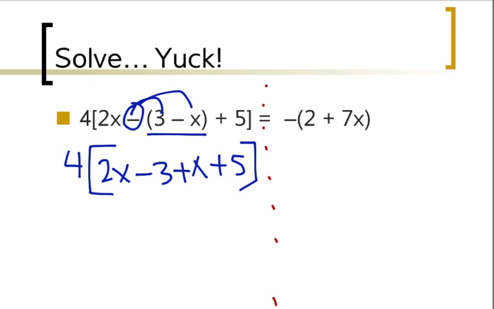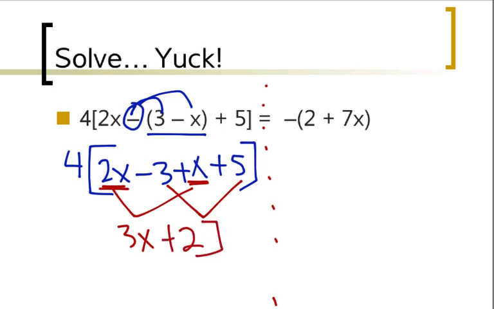And I combine my like terms. The 2x goes with the x to give me 3x's. The negative 3 goes with the 5 to give me 2. And that's, again, still inside the brackets. You can change them to parentheses at this level. They don't have to be brackets anymore, but we'll leave it like that.